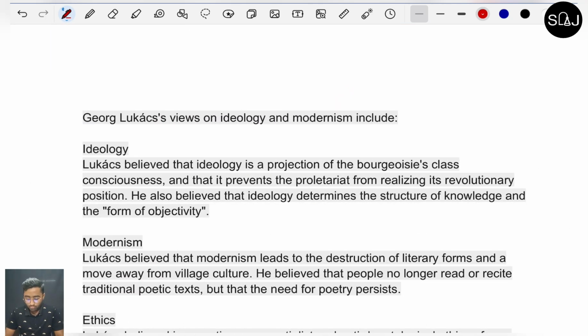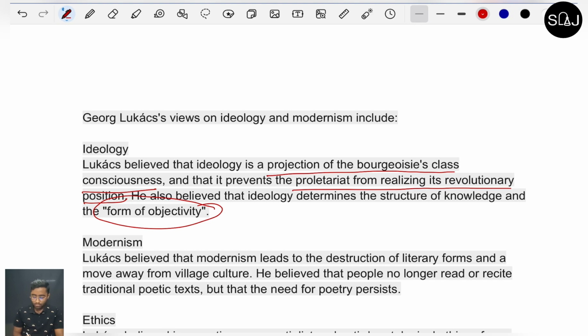Now we come to the views of George Lukács on ideology and modernism. Lukács believed that ideology is a projection of the bourgeois class consciousness and that it prevents the proletariat from realizing its revolutionary position. He also believed that ideology determines the structure of knowledge and the form of objectivity.